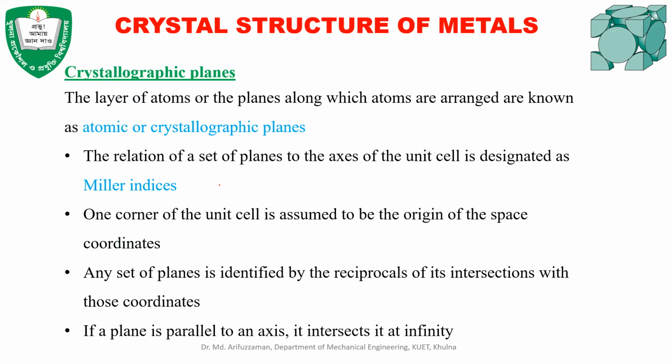Next term is the crystallographic planes. The layers of atoms or the planes along which atoms are arranged are known as atomic or crystallographic planes. That means there will be a certain orientation of the atomic organization. The atoms are organized in the crystal structure in such a way that it creates some planes. The planes can be defined arbitrarily. For example, if you look at this crystal structure, you can consider a plane from this corner, that corner, and the outer corners. You can define a plane any way.